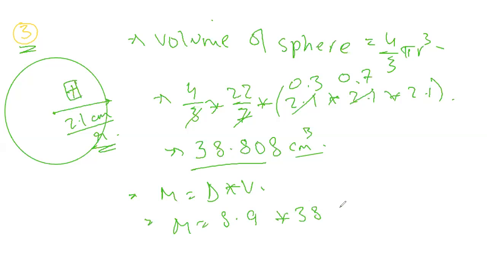which is 38.808, and our final answer will be m is equal to 345.39 grams. Because if we mention that the units of mass are centimeter cube or meter cube, then the whole sum will go wrong at the final stage of the question. So mass units are gram, kg, and we'll move on to our second last question.